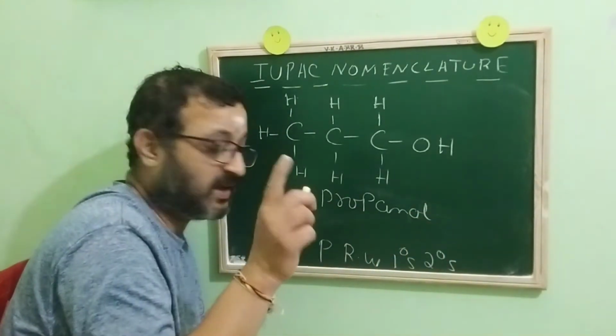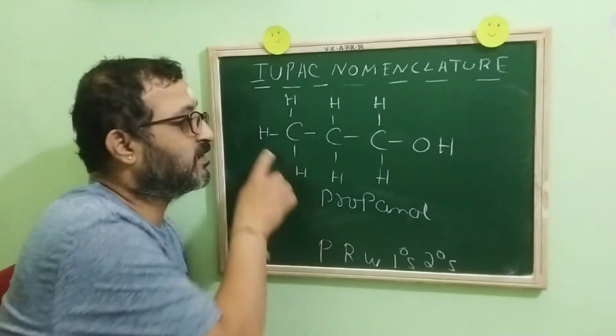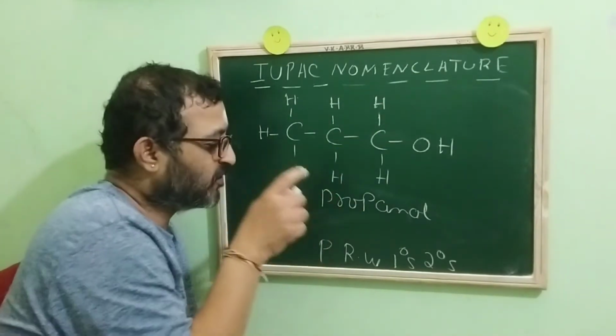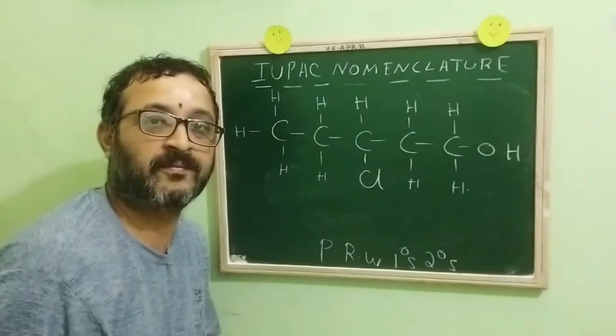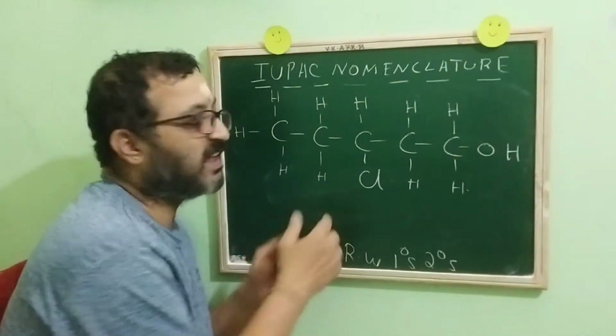One more thing. Do we have a prefix here, that is, any side chains? No. So the name of the compound is propanol. Right, children? This is the next compound.